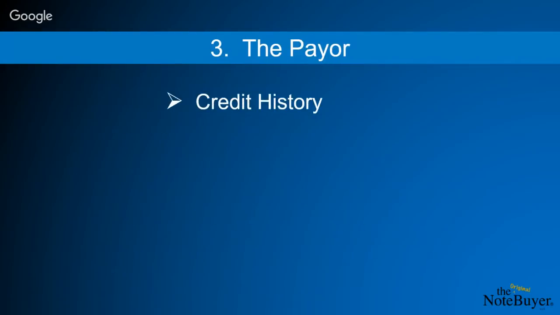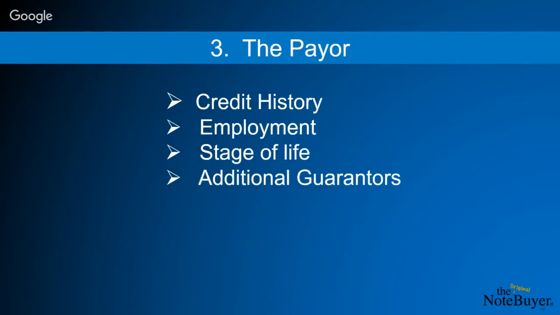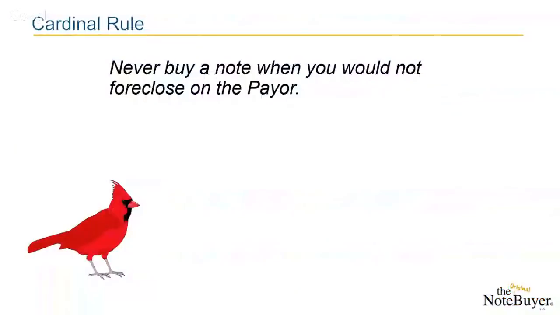And then I want to move forward and show you, we just got done talking about the payor, the credit history, the employment, stage of life, and the additional guarantors. And so now I want to reemphasize, I haven't talked about this yet. The first cardinal rule was never buy a note secured by a property you would not want to own. But my second cardinal rule is never buy a note when you would not foreclose on the payor. If you're not willing to foreclose on the payor, then you have no security. Okay.